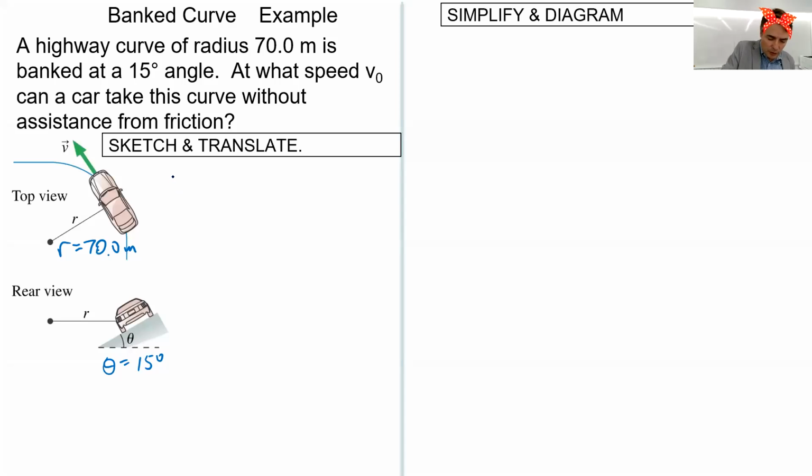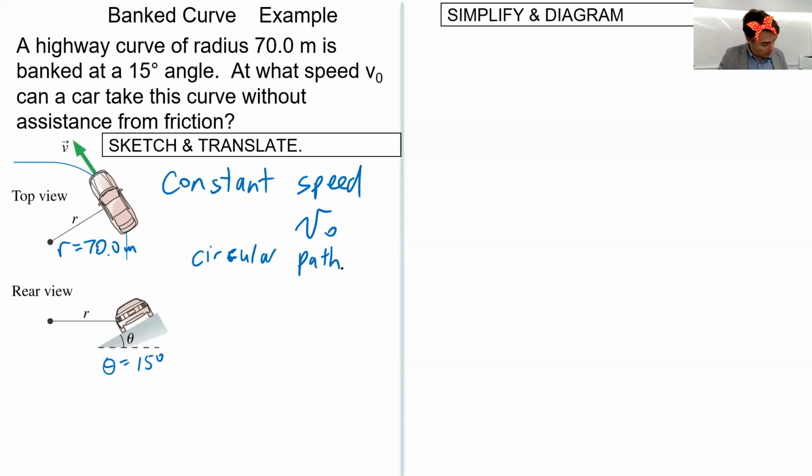So we are going to go at a constant speed, it says there, v sub 0, but on a curved path. So circular path means that there is an acceleration. A sub r is equal to v0 squared divided by r.